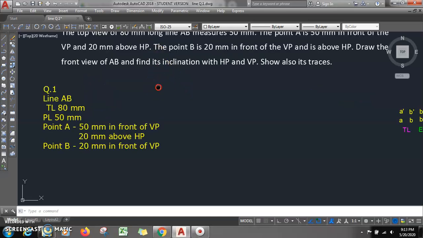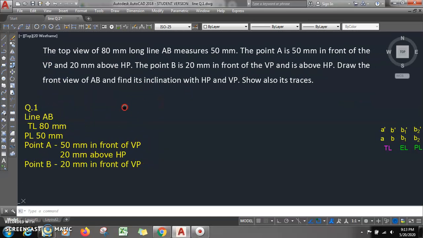The problem statement is: the top view of an 80 mm long line AB measures 50 mm. An 80 mm long line means the true length is 80 mm. The top view measuring 50 mm means the plan length, PL, is 50 mm.